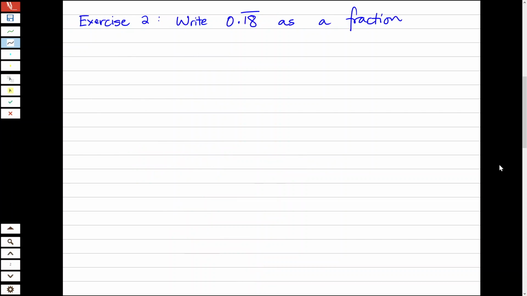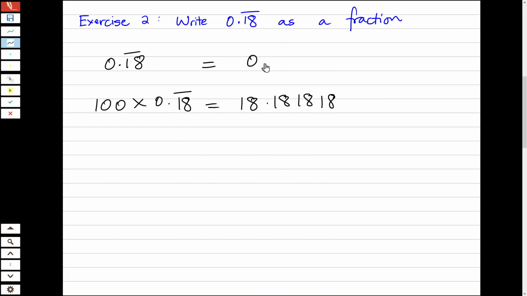All right. Someone from this table now. 0.18 recurring. What's the idea? Times by 100. All right, Jade. So if I times it by 100, what do I get? You get 18. Okay. What next, Jade? And then you take 0.18. So you want to take 100 of it minus one of them.